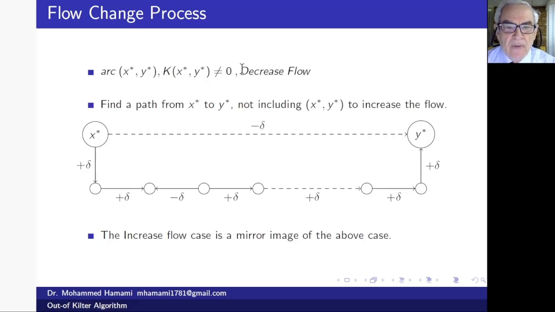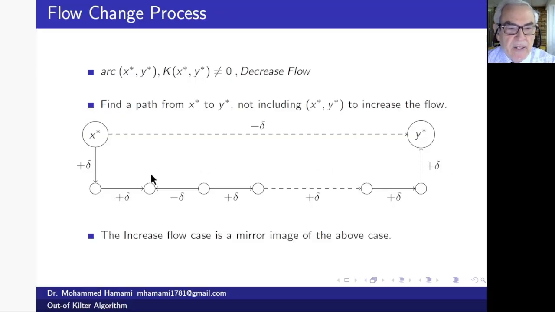Now, how about if we have an increased flow? The table told us that we need to increase the flow in order to reduce K. Then we start from y star, and this one will be plus delta. So we need to find a flow from y star to x star going this way. So we have a clockwise loop. And we do the same procedure.